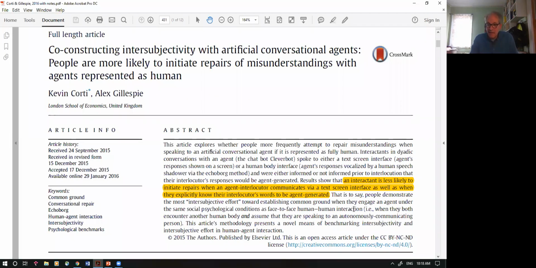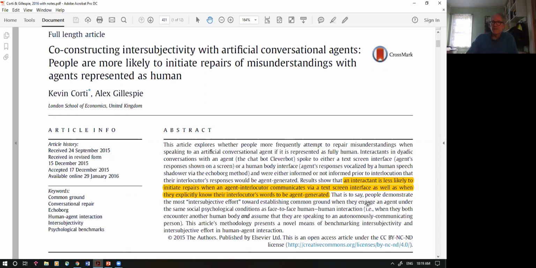So the article is about two main principles in conversation analysis: repair and intersubjectivity. And the researchers' interest was to see how this works, the idea of repair and intersubjectivity, when a person is interacting with a non-human agent, and with various levels of awareness of to what degree the agent is non-human.